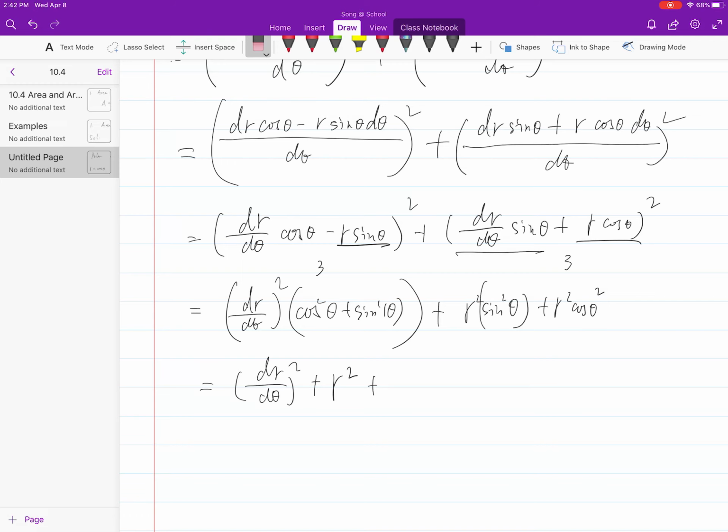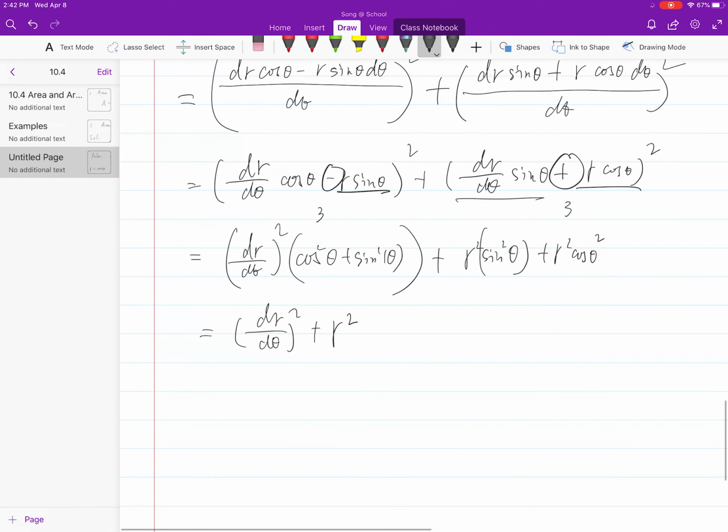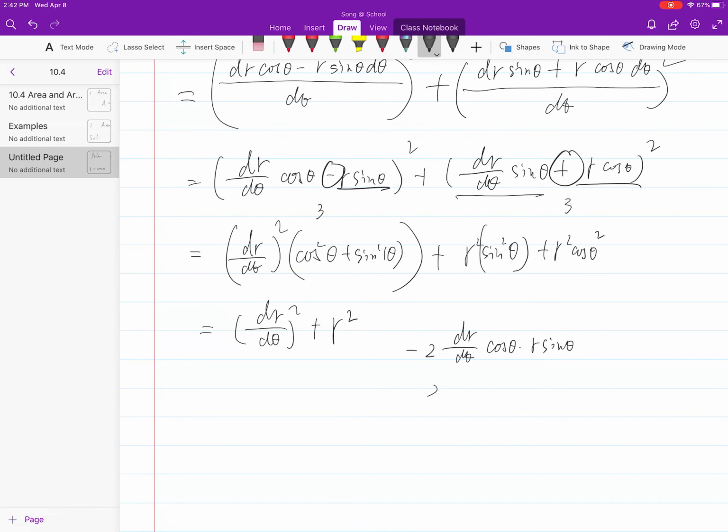Plus a third thing. Well, that's the cross term, right? One is minus, one is plus. The cross term from the first one is going to be 2 dr/dθ cosine θ times sine θ times r sine θ, minus. The second one is going to be 2 dr/dθ sine θ times r cosine θ, according to the cross rule.